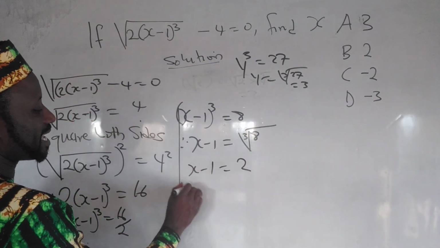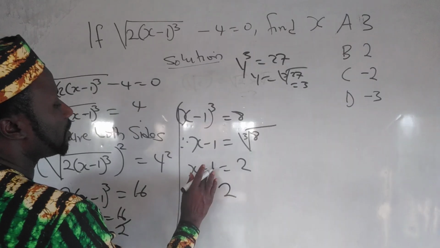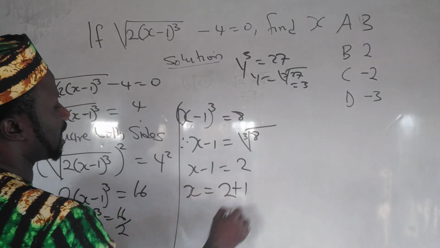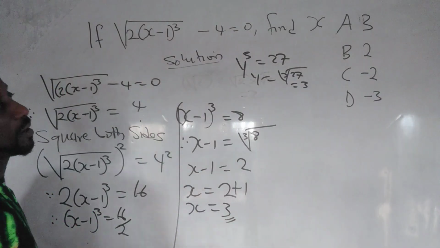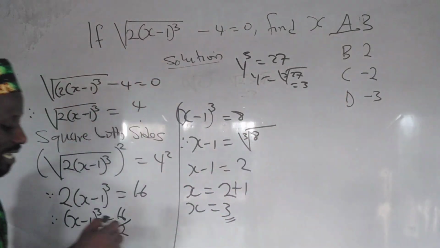So now what is our x? x will now be equal to 2. The minus sign will cross the sign of equality and become plus 1. So x is equal to 3. If you go to the options, you will see that the answer is A.